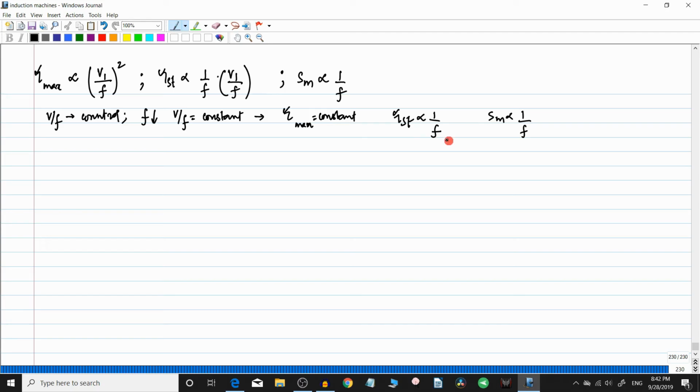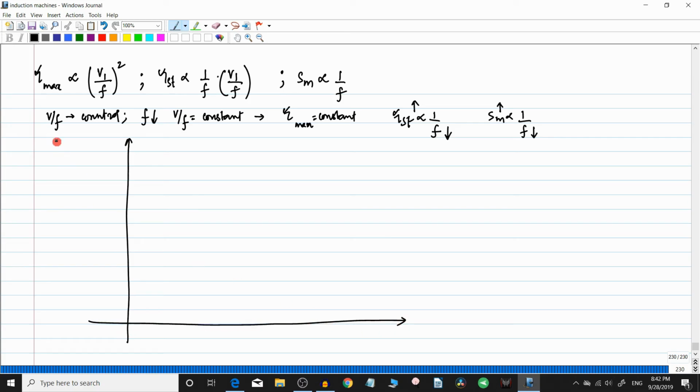So now we can see, if you decrease the frequency, the starting torque will increase. And also if you decrease the frequency, the slip at maximum torque also will increase. So these two conditions are there. So if you draw the torque slip characteristic, let us draw it quickly here.